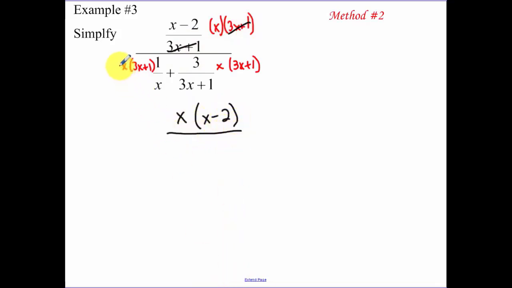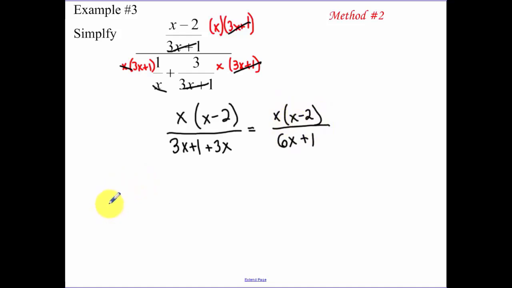On the bottom, the x's cancel. I have a 3x plus 1. In this second term, the 3x plus 1's cancel, so I have another 3x. And notice how we get the same thing either way. Okay, so we're getting the same thing no matter which way we do it. Again, I think this one's a little bit shorter. It's less steps, but you need to remember to multiply the common denominator to each one of the terms.